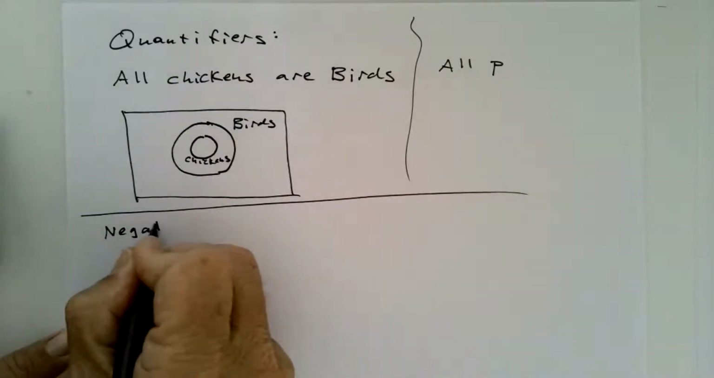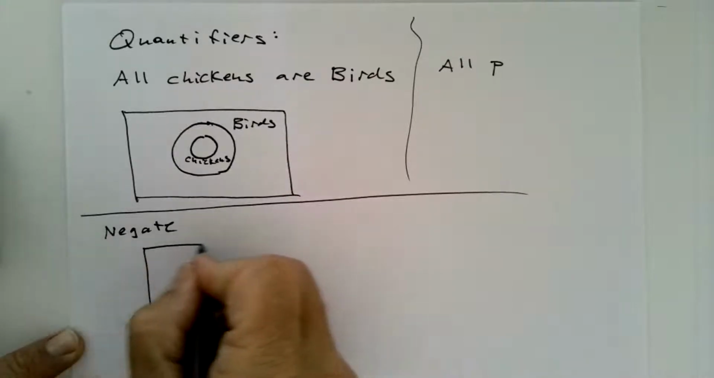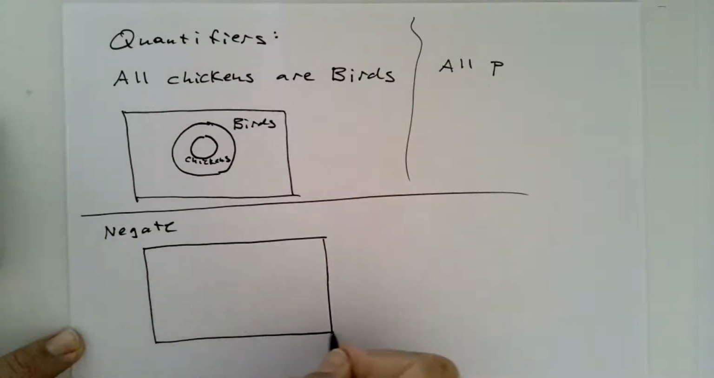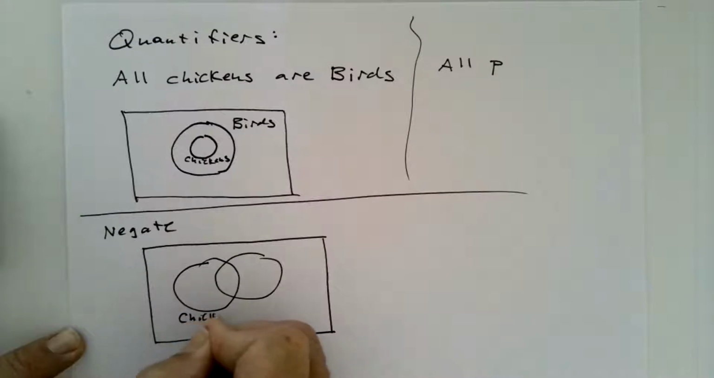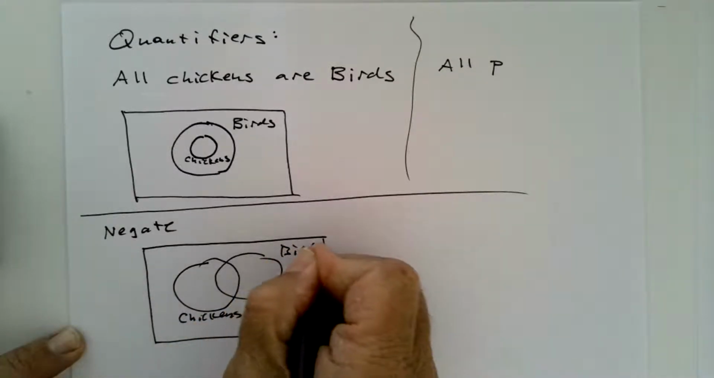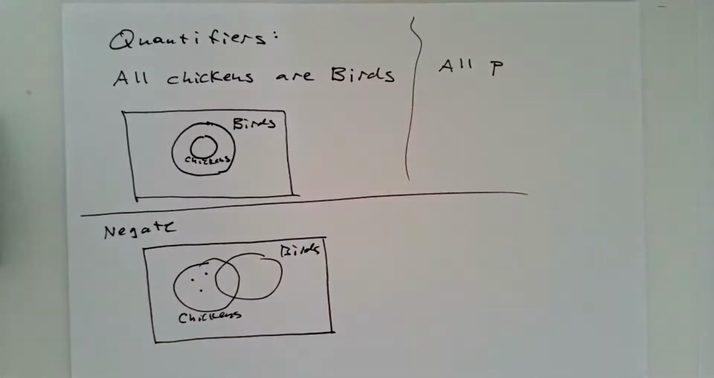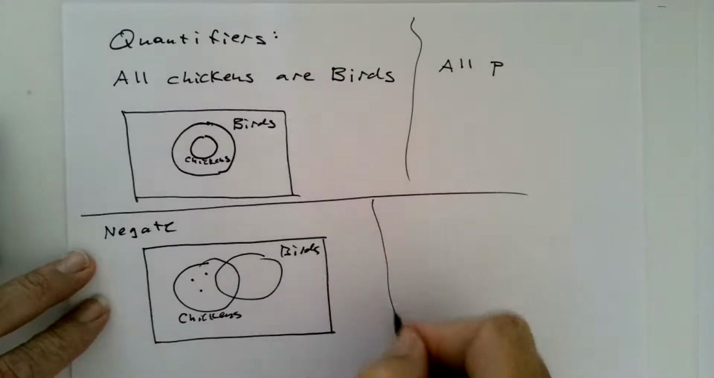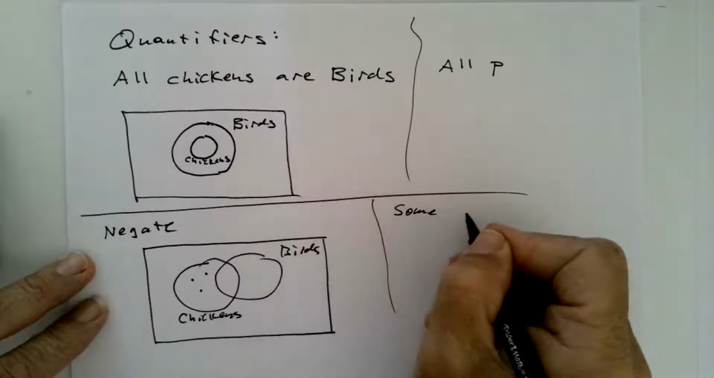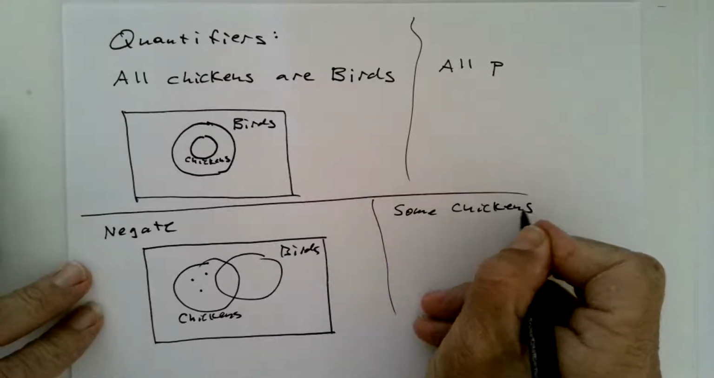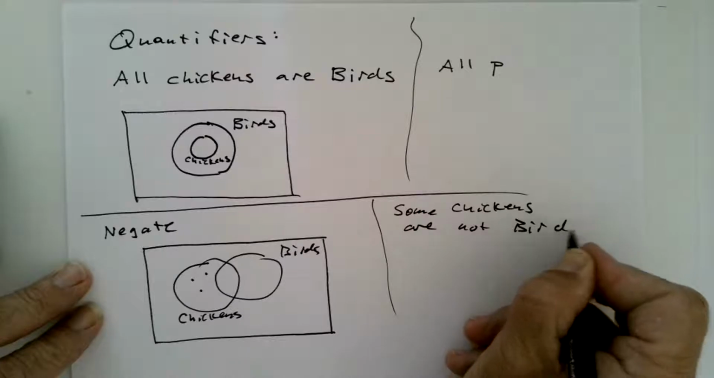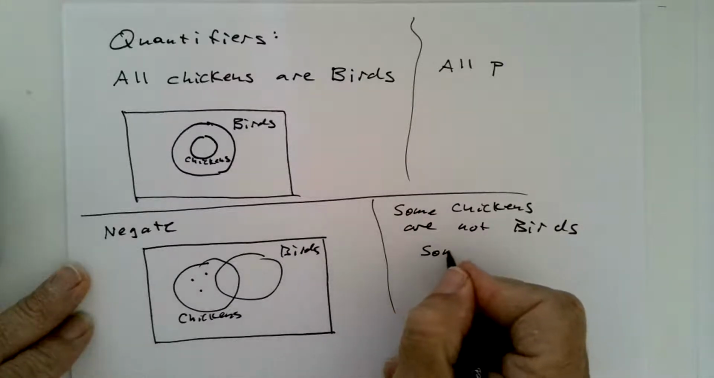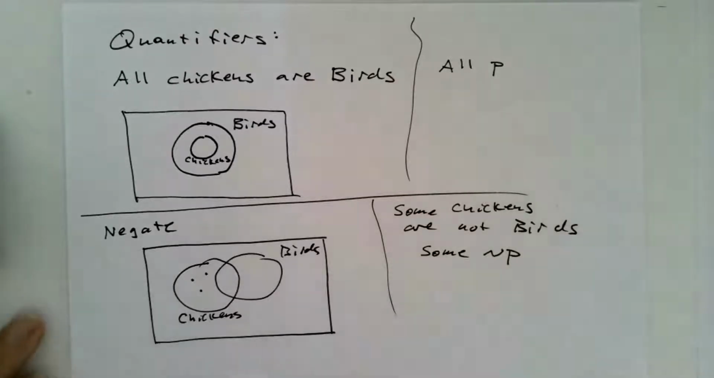What's it going to be if we're going to take the negation? Trying to negate that, we're going to say, well, that's not the case. All chickens are not birds. So if I have chickens here, and I have birds here, and I at least have something out here, we have some chickens that are not birds. So the negation of all P is what? Is some chickens are not birds. So what would that be? That'd be some, not P.